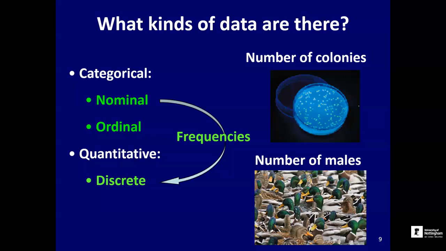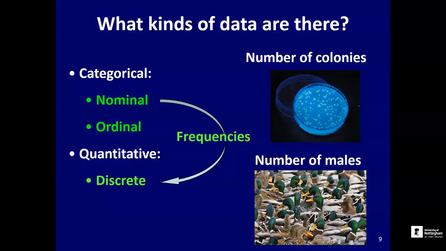And what you'll see is very often nominal data are immediately converted into quantitative discrete data. So for example, if I'm looking at a lake with loads of ducks on it, I might well count how many males there are and how many females there are.